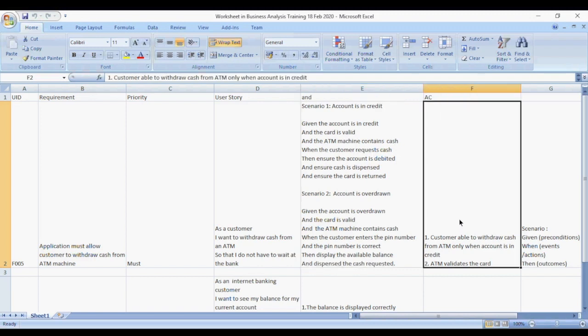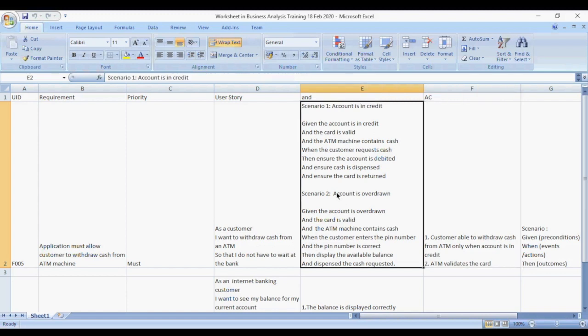You could also write another criteria saying the customer is able to withdraw cash from the ATM only when the account is in credit and the ATM card is valid. So those are the acceptance criteria. But this is different, and it is not really detailed enough. So I would advise that when you are working on something like a digital system, this is better. If you are writing for withdrawing cash from the ATM, you can see that the Gherkin language is better to use for this scenario.